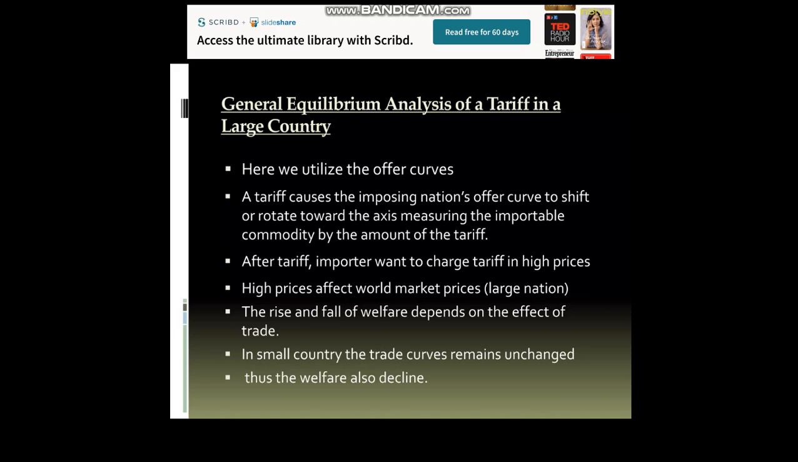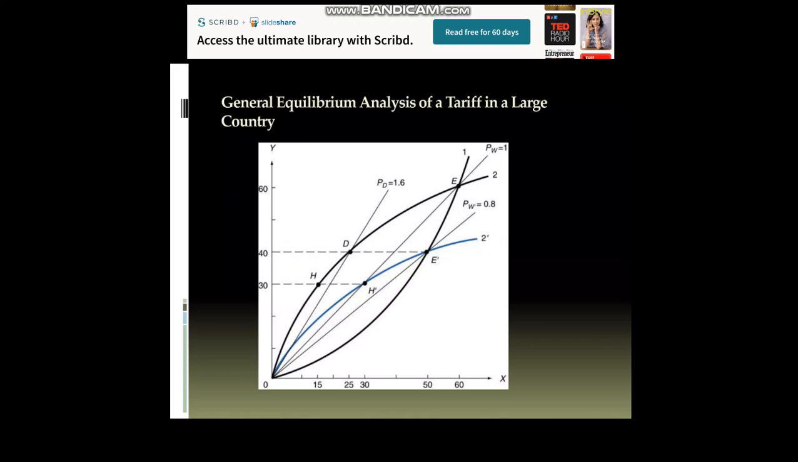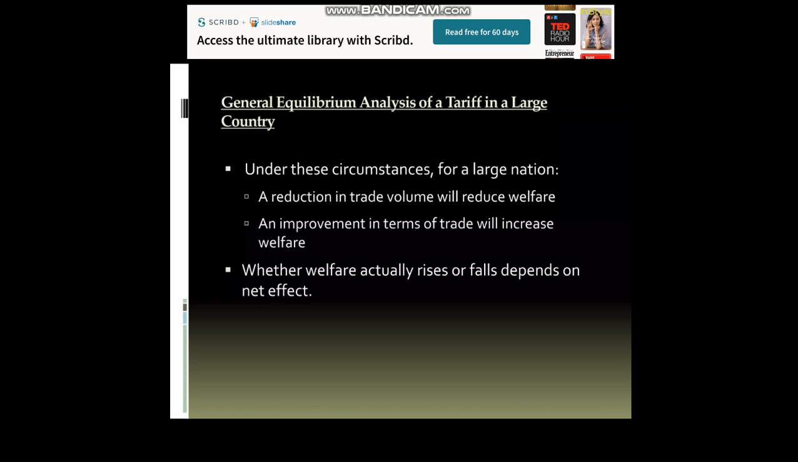For a large nation, the rise or fall of welfare depends on the effect on trade. In a small country, the trade curve remains unchanged, thus the welfare also declines. For a large nation, a reduction in trade volume will reduce welfare and an improvement in terms of trade will increase welfare. Whether welfare actually rises or falls depends on the net effect.